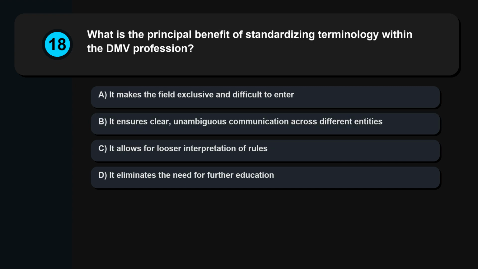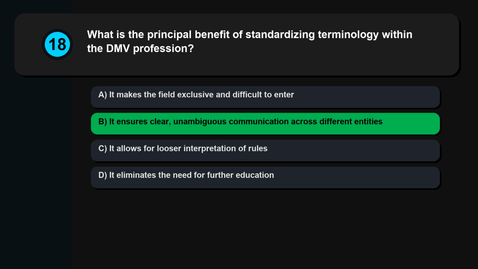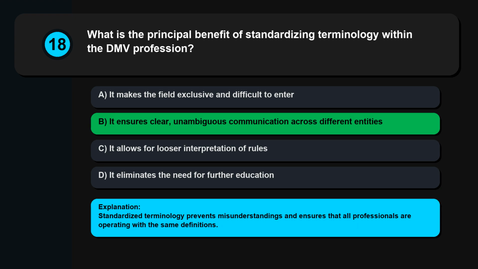Question 18. What is the principal benefit of standardizing terminology within the DMV profession? It makes the field exclusive and difficult to enter. It ensures clear, unambiguous communication across different entities. It allows for looser interpretation of rules. It eliminates the need for further education. Standardized terminology prevents misunderstandings and ensures that all professionals are operating with the same definitions.